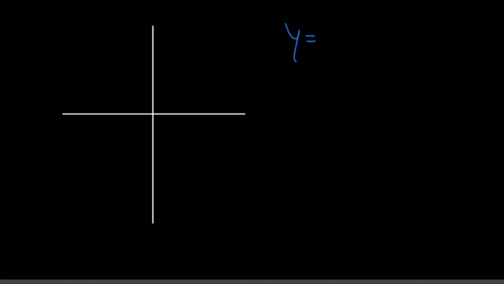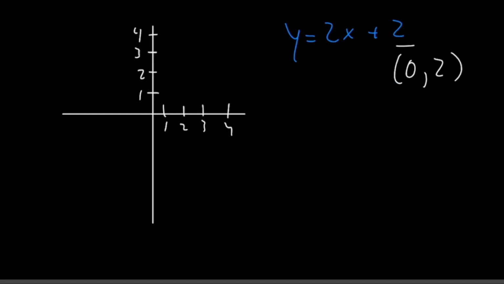So let's graph some linear equations. So let me just draw out a coordinate plane right here. Let's say we had the equation y equals 2x plus 2. We know that 2 is the y-intercept, so when x is equal to 0, it hits the y-axis at 2. So we can plot the point (0, 2), which is right here.